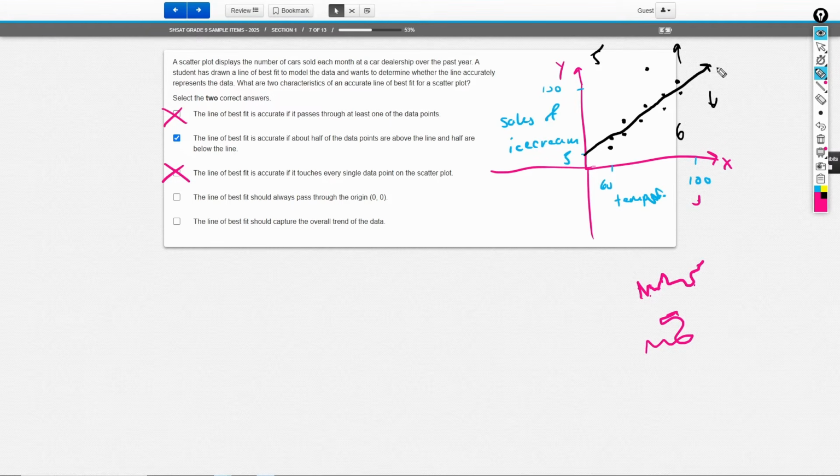Okay? This point right here, the line of best fit should always pass through the origin. This is false. That's not a requirement. And finally, last choice, the line of best fit should capture the overall trend of the data. That's the whole point. All right, we're going to move on.